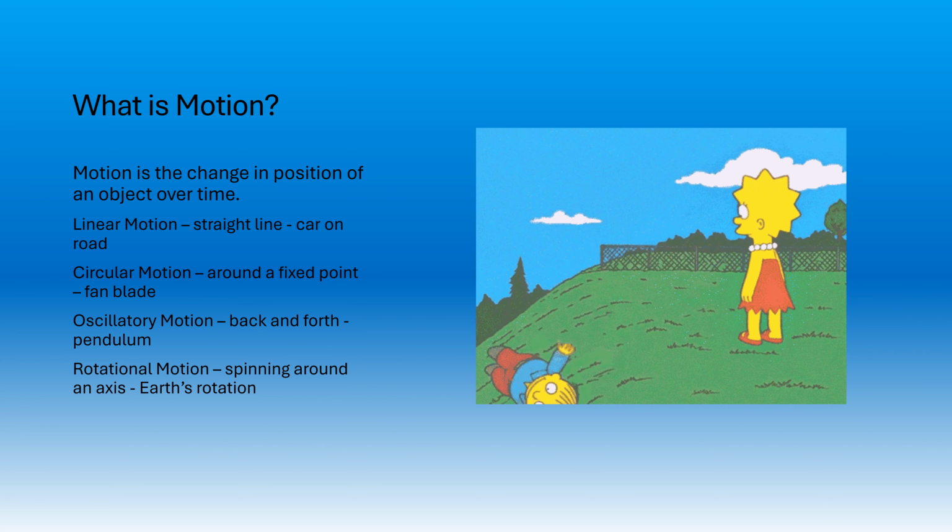Oscillatory motion is motion that goes back and forth, like a pendulum swinging in a clock. And finally, rotational motion is motion where an object spins around an axis, like how the Earth rotates around its axis.